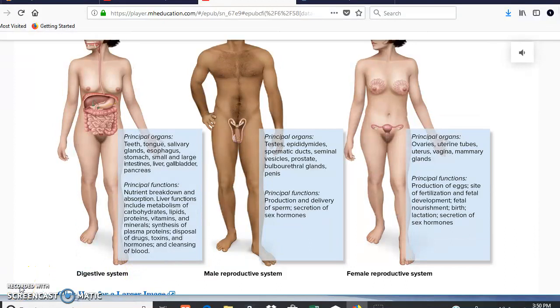In the male reproductive system, you're going to have the testicles, the prostate, and in the female reproductive system, you're going to have uterus, fallopian tubes, ovaries, etc. That's it.